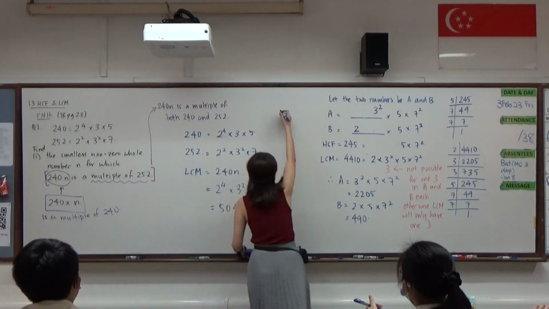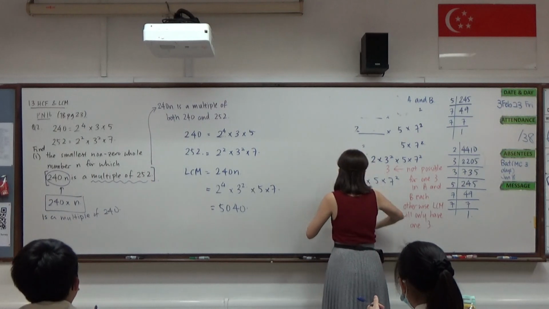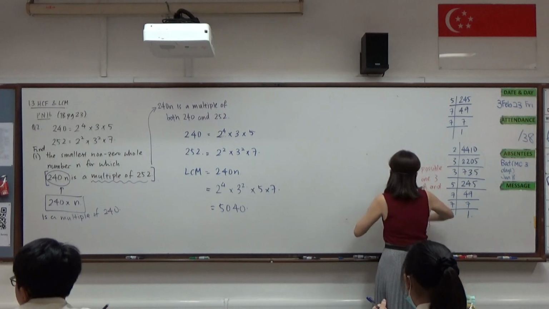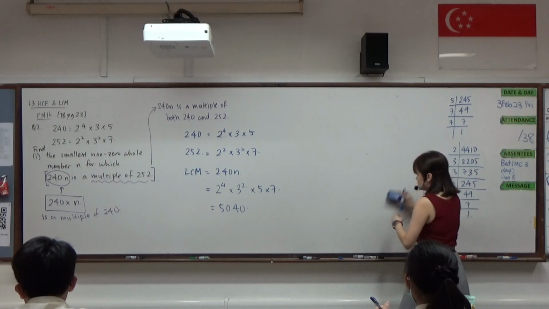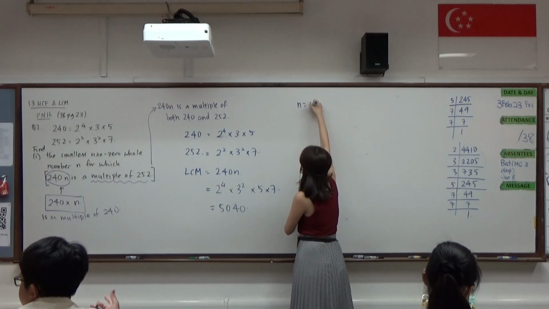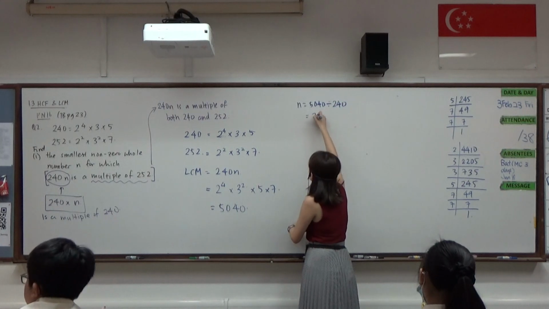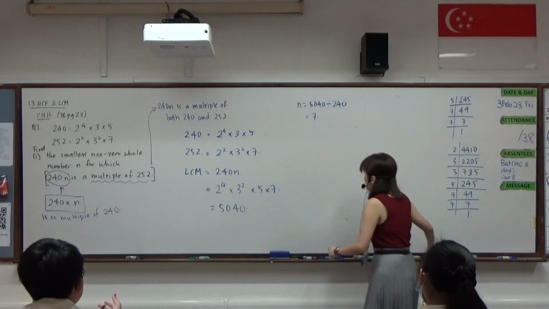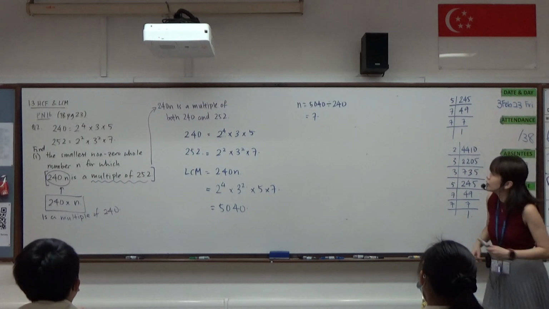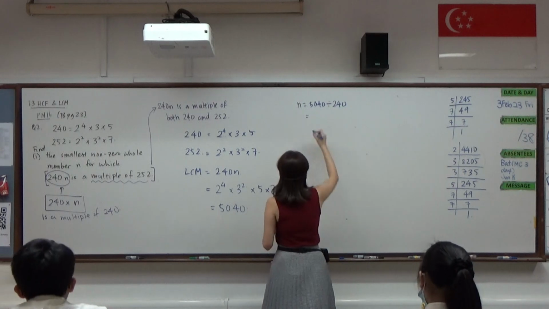Let me write down what he is proposing first. n equals 5,040 divided by 240. So we get 21.